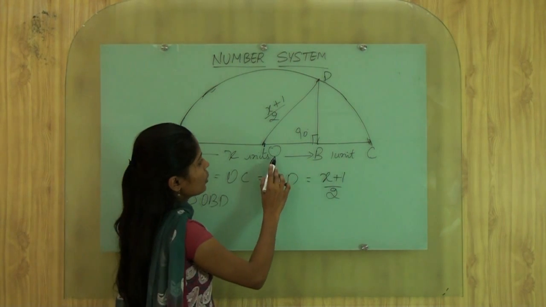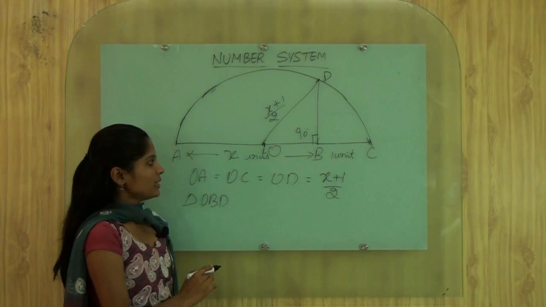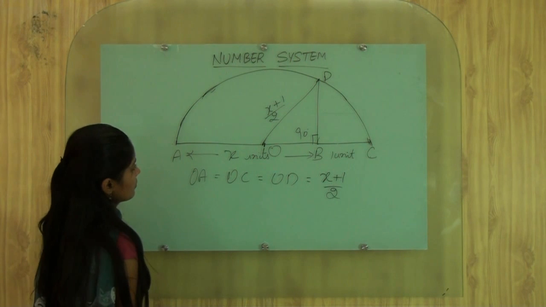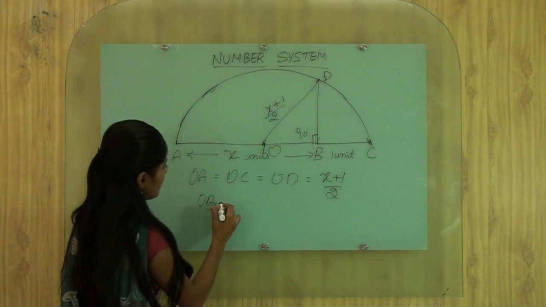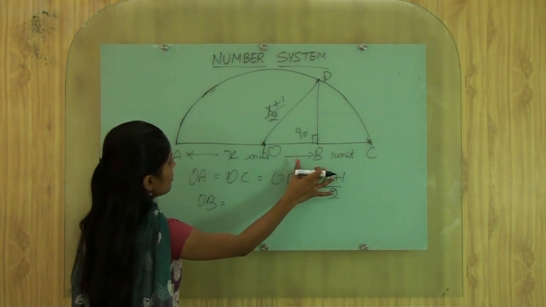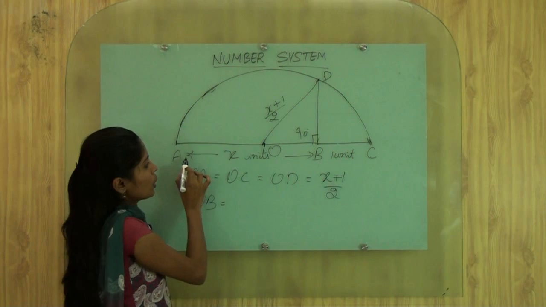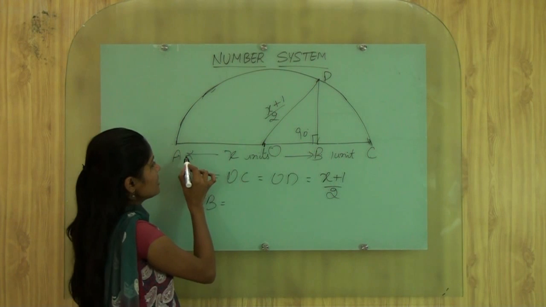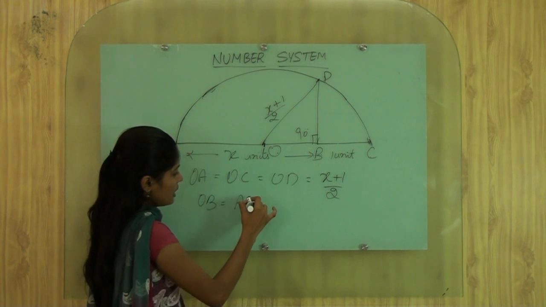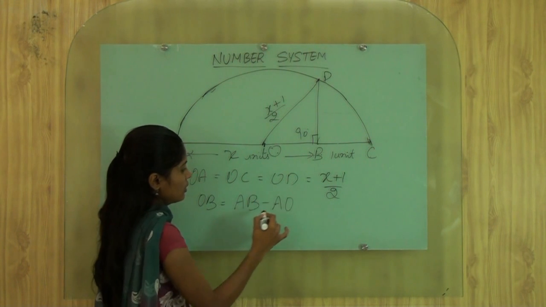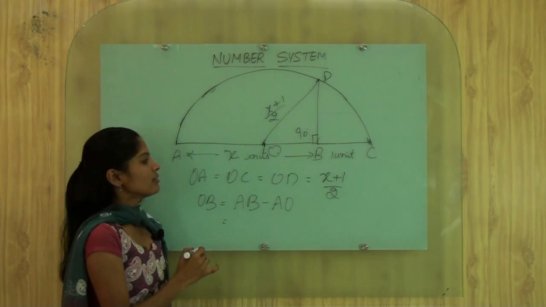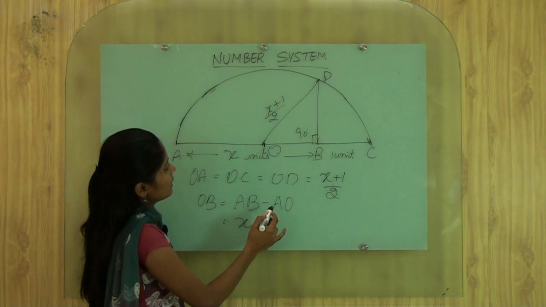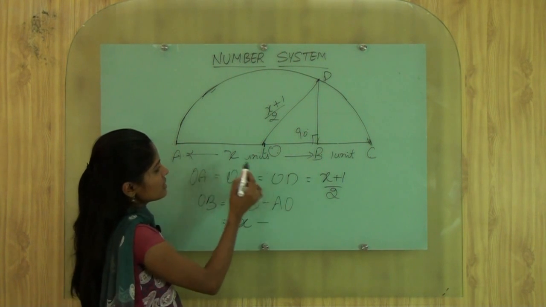We know the value of OB also. We can calculate the value of OB. Let's calculate it. OB is equal to AB minus AO. We know the value of AB. What is the value of AB? x, minus the AO value.